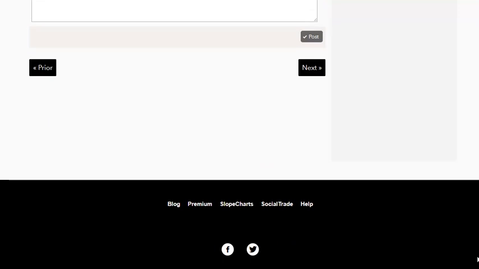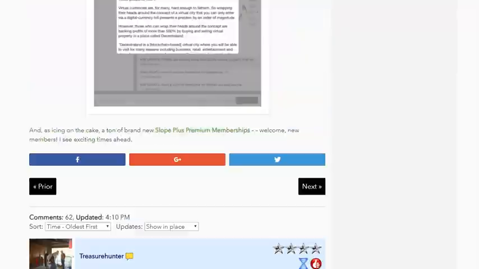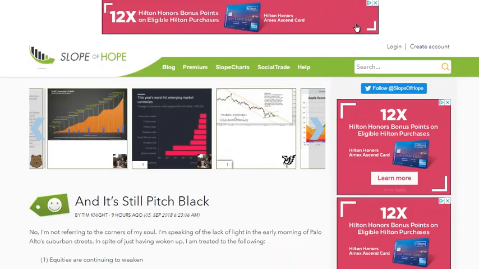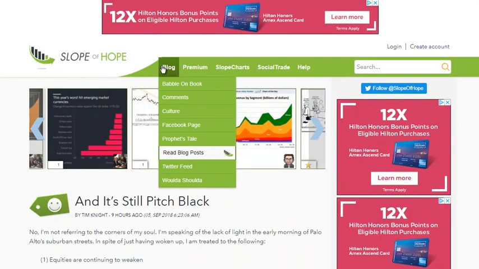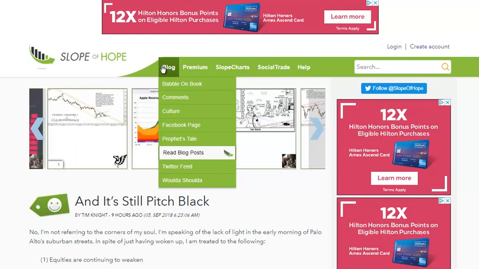But at the bottom, there will be any number of comments from all of my beloved slopers out there. You can read them, but you can't contribute. As you can see right there at the bottom, it says login required, which is the truth. You can also click next and prior to go from post to post. So thing one you can do as a guest is read any of the 13 years of blog posts that are in there. There's like 20,000 of them.